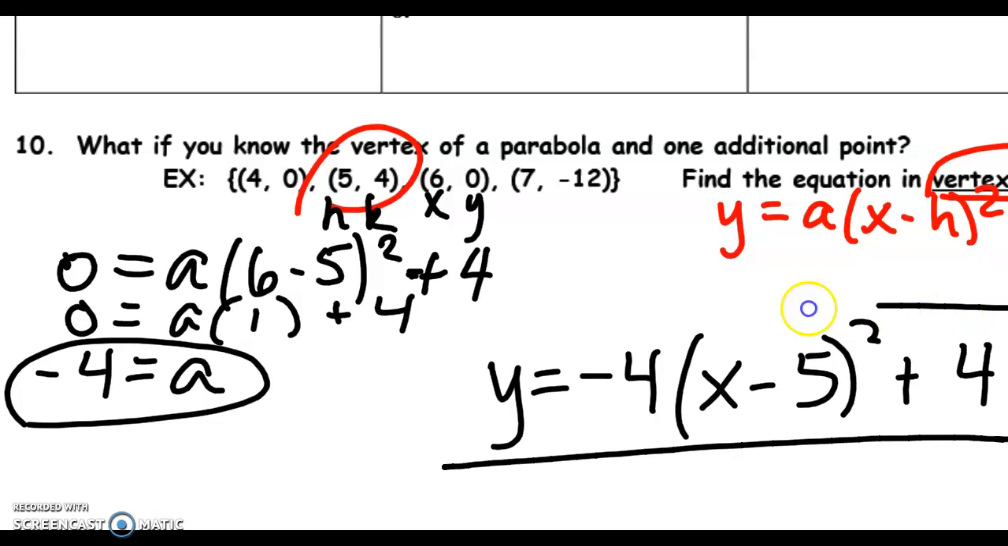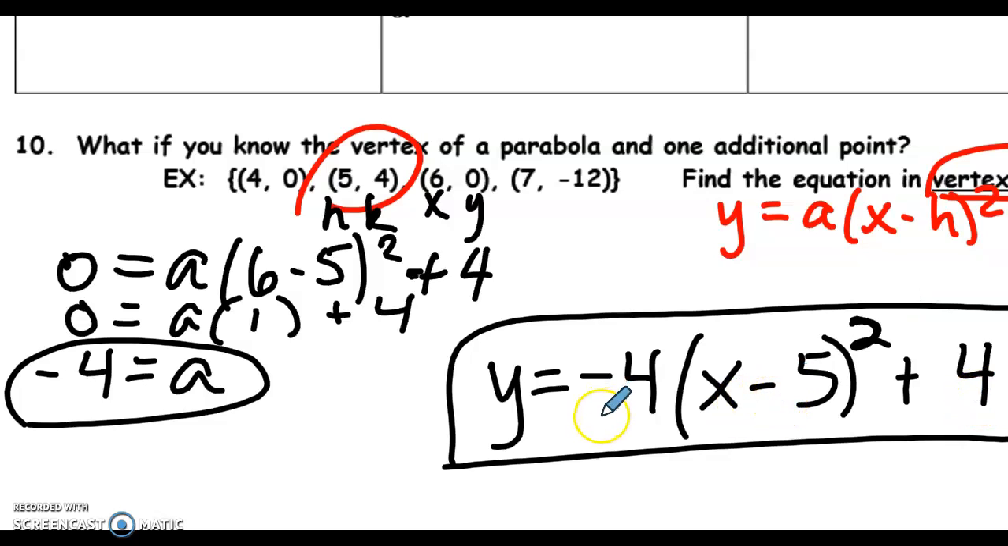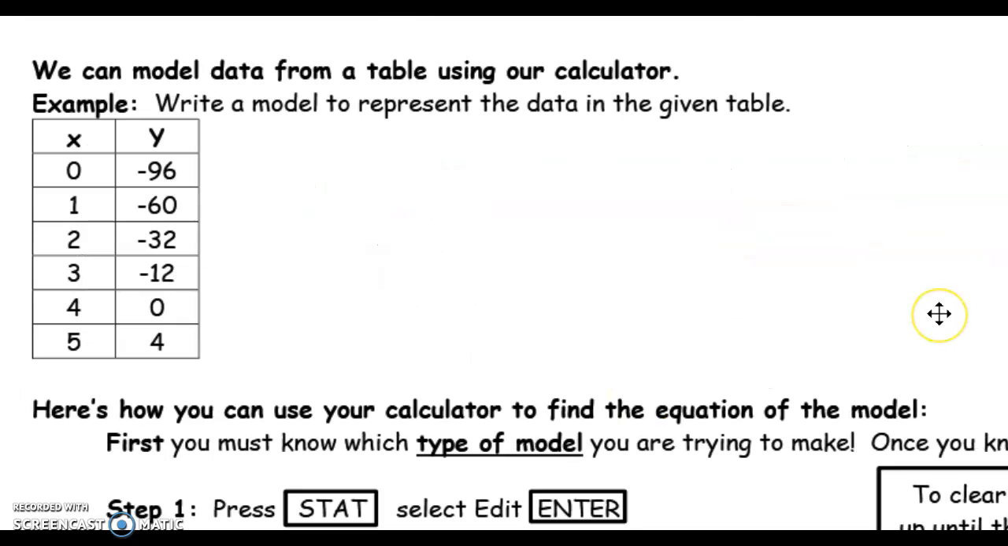So our final answer: y equals -4 times (x minus 5) squared plus 4. And from there, you should be able to see that that is a shift of right 5, up 4. It's flipped because a is negative, and because a is some sort of a 4, that makes it again narrower than your standard graph.